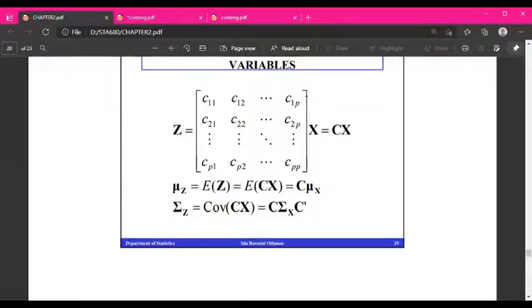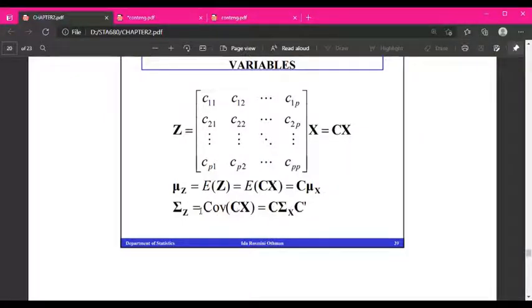So kat sini dia akan jadi matrix lah. Macam tadi ianya vector, sebab ada satu saja linear combination. Kalau ada beberapa linear combination, so dia akan jadi matrix. Alright, so notation untuk matrix ni adalah Z, which is C adalah matrix of the constant dan X adalah vector lah. Okay, X adalah vector.